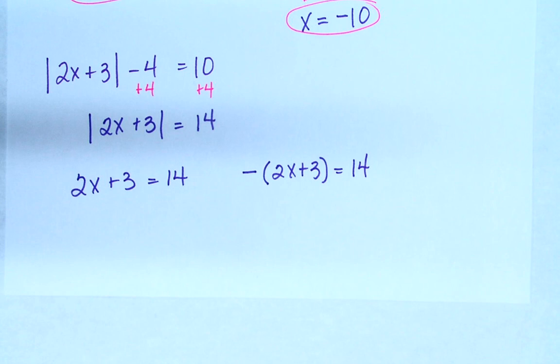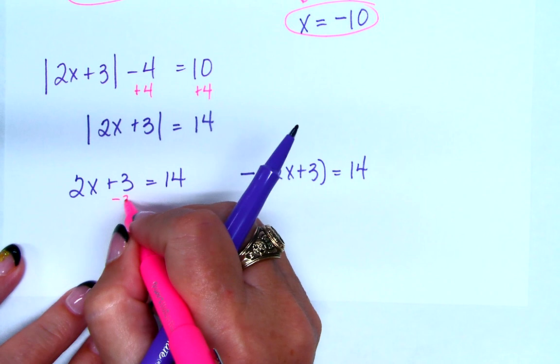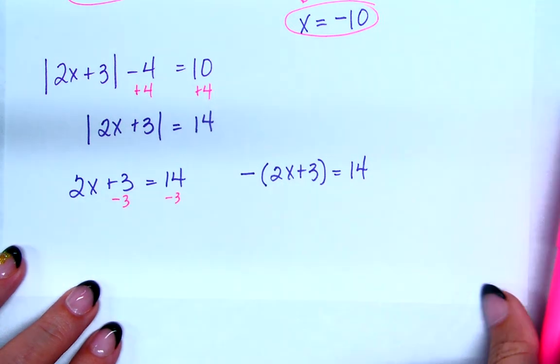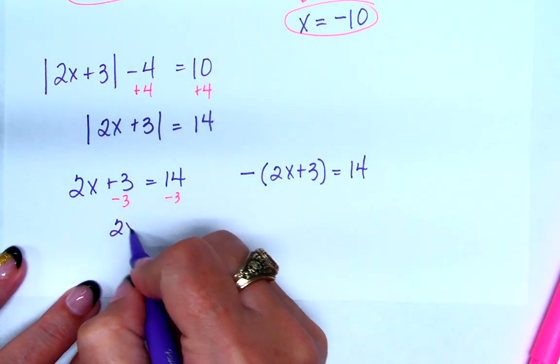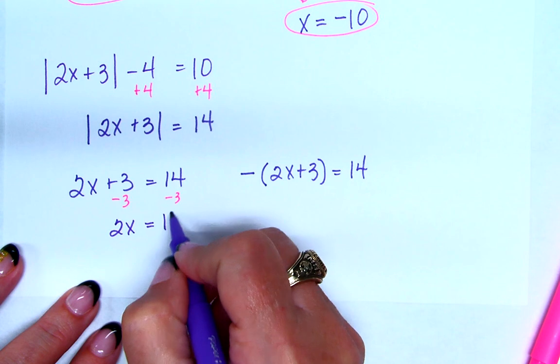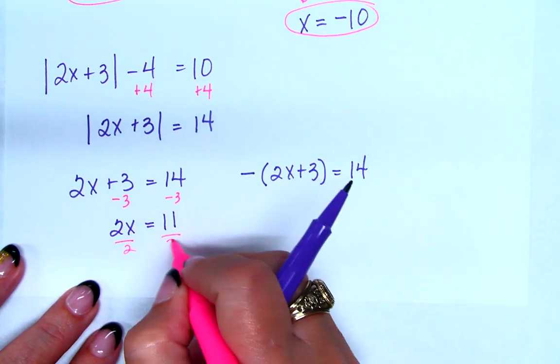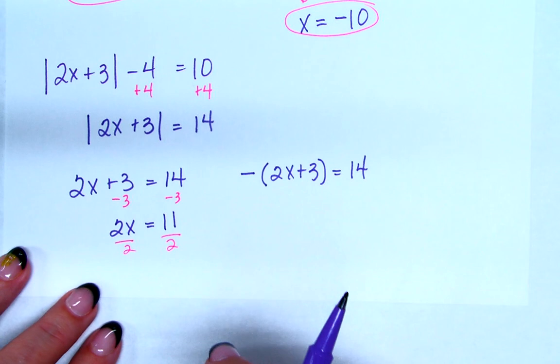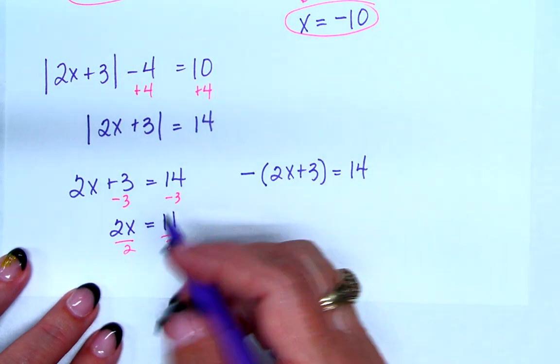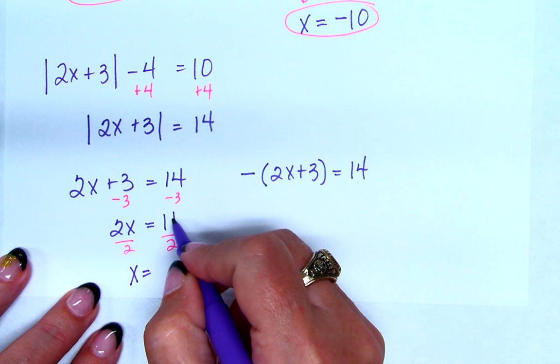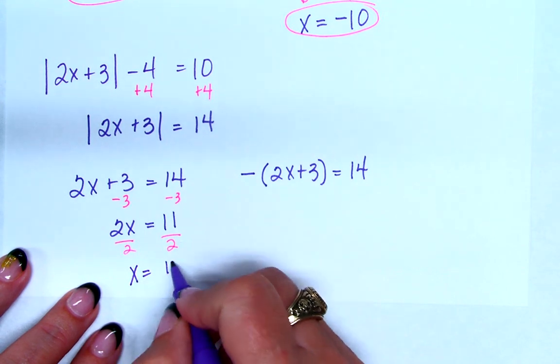Does that make sense? Okay. Now I solve each problem separately, right? Subtract 3 from both sides. So 2x equals 11. And then divide both sides by 2. Please, please, please don't make this any harder than it is. Not that it's hard, but I'm trying to get you to understand that if I have 11 over 2, x equals 11 over 2.